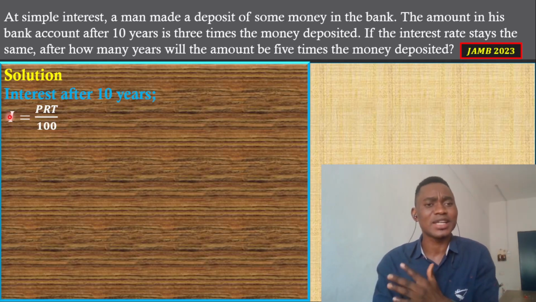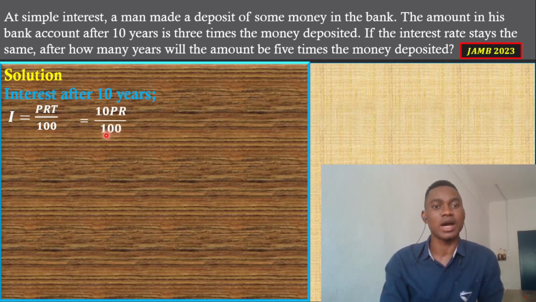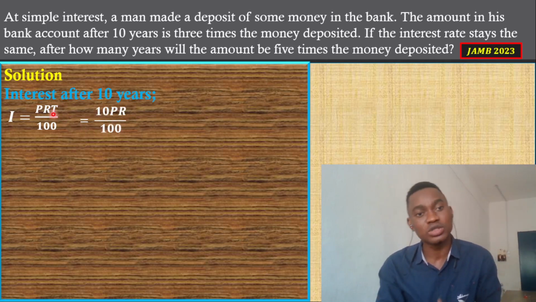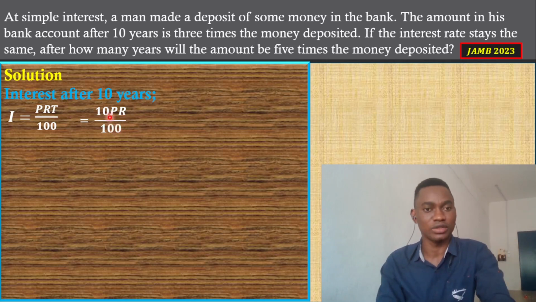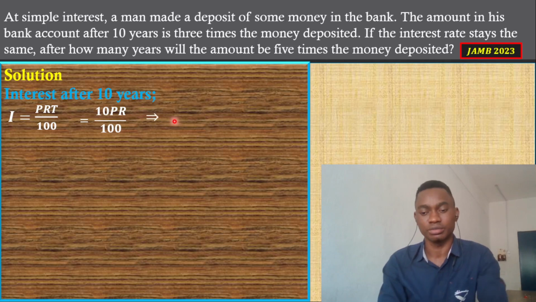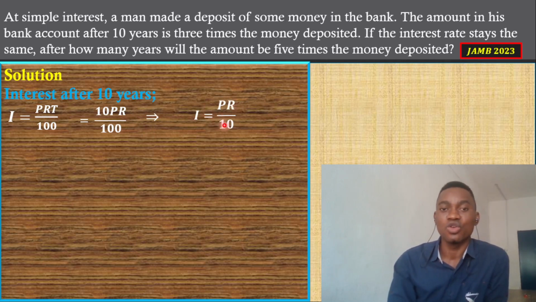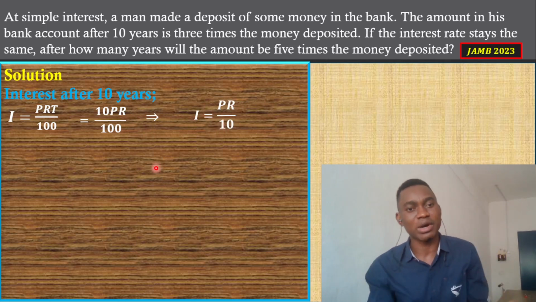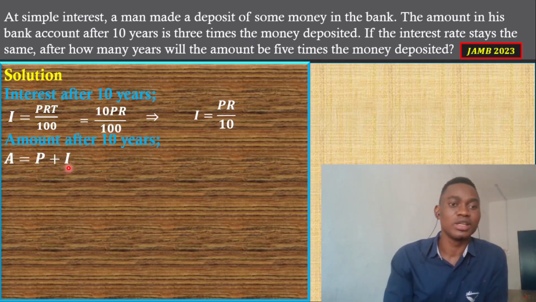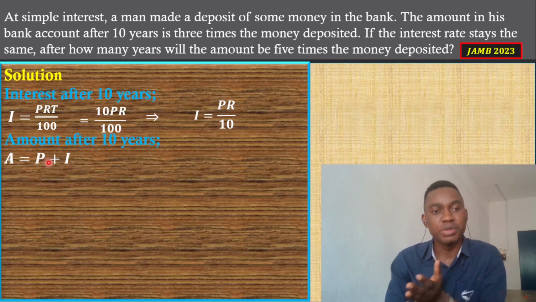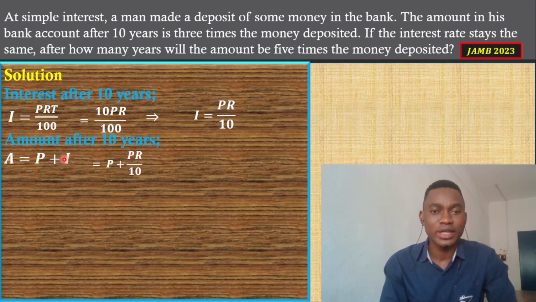So interest after 10 years, that is T equal to 10, is 10PR all over 100. We substitute 10 for T and we have 10 times principal times rate all over 100, and 0 cancels 0. Then we have that interest after 10 years is P times R all over 10. Now what is amount? Amount is principal plus interest. So the amount after 10 years is A equal to P plus I, which is P plus PR over 10.